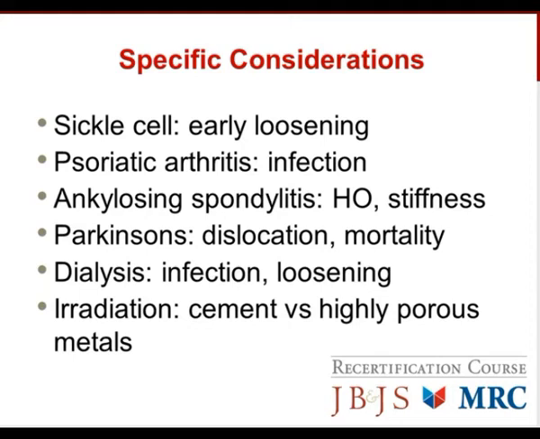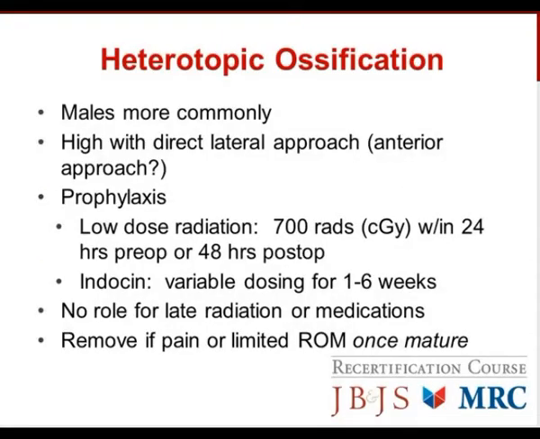And I think that's somewhat obvious when you think about the recurrent venipuncture and potential for bacteremia that these patients face. It's no wonder that the infection rate is very high. Loosening is also a concern in dialysis patients due to bone quality. As I mentioned earlier, those patients that have been irradiated should probably be treated with cementless implants due to concern for lack of potential for bone ingrowth, although some of the highly porous metals have shown promise in patients who have been irradiated. Heterotopic ossification is more common in males.